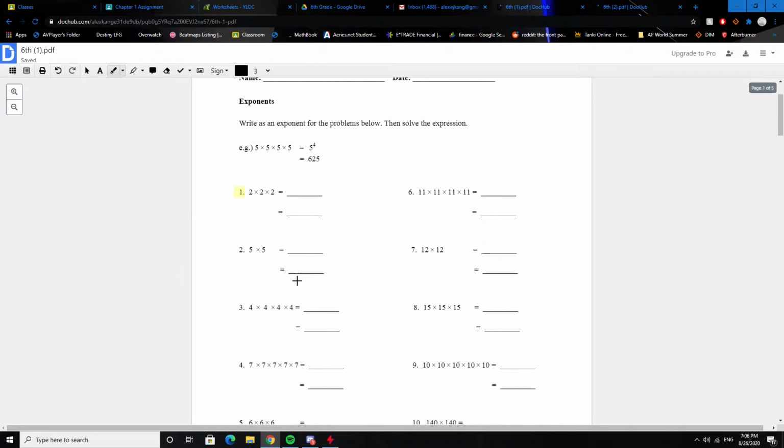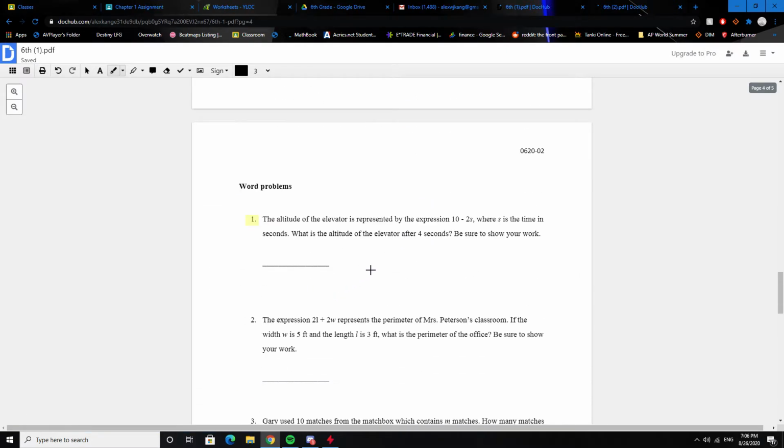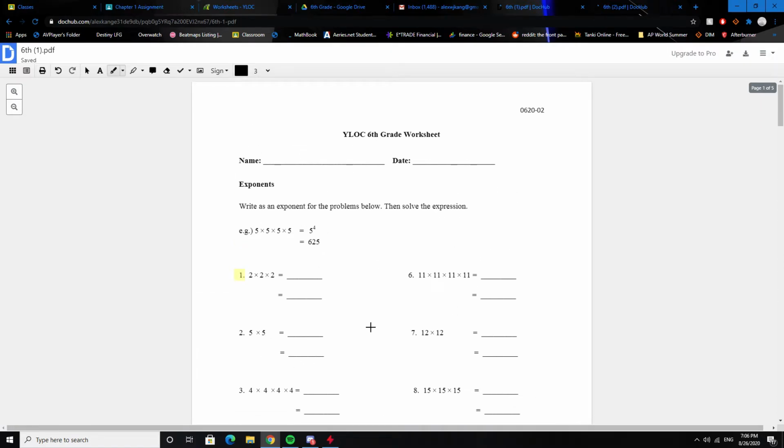Today I'm going to go over some basic questions, highlighted ones from each section, and run through them and help you guys with it. The first part is exponents. These are actually very simple.